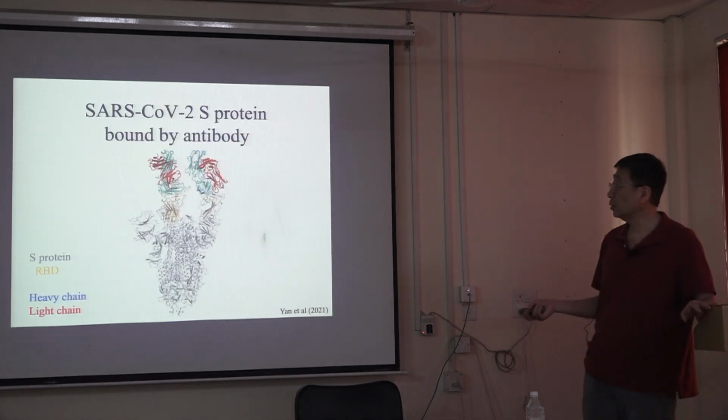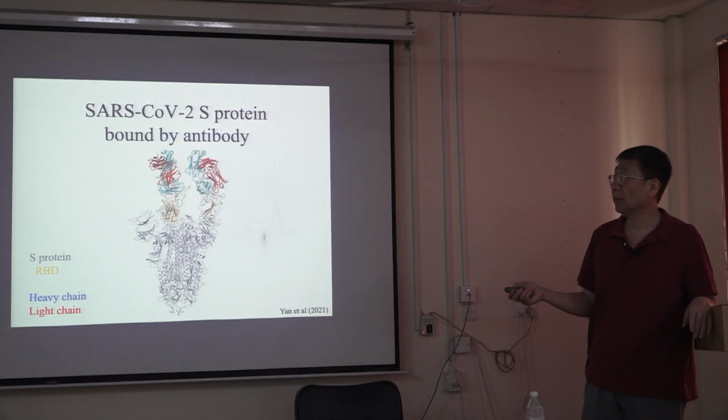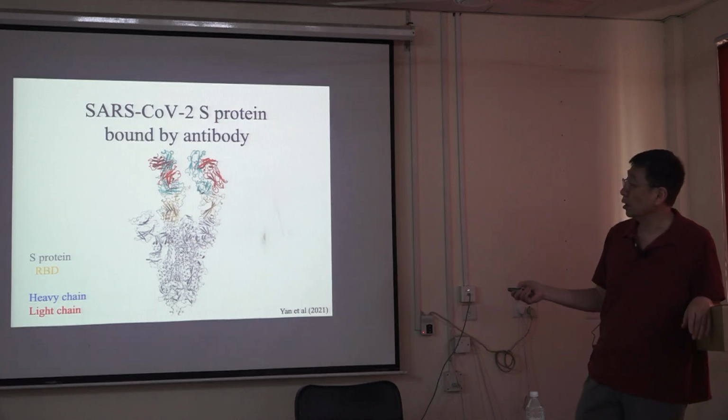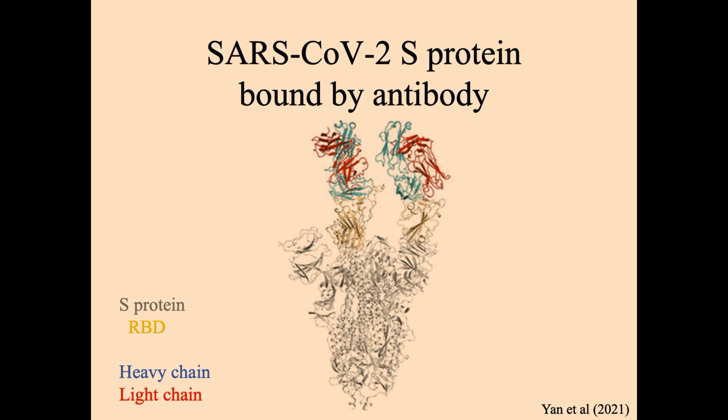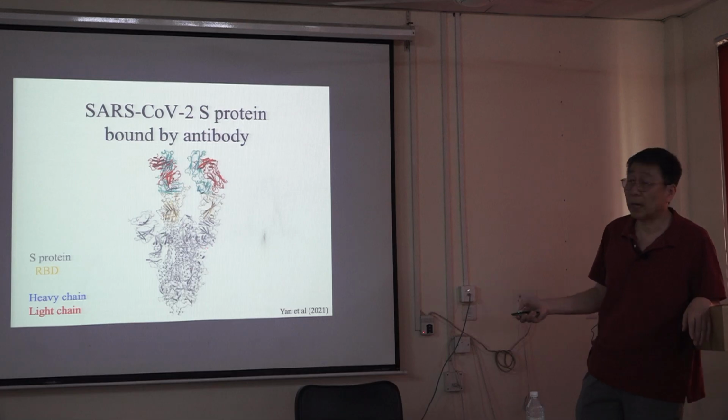For example, a little bit behind the times now, the SARS-CoV spike protein on the surface bound to an antibody right here. The receptor binding domain is right here in this yellowish color, and the antibody CDR will be down here. So that's how the antibody works, by neutralizing the spike protein.